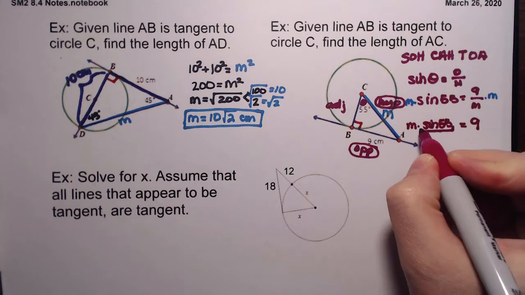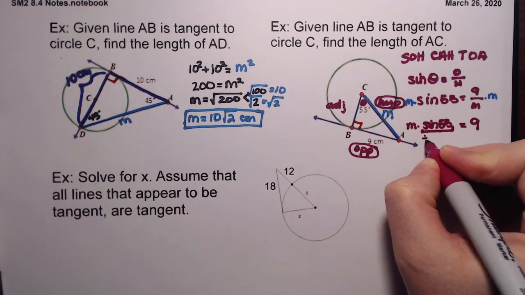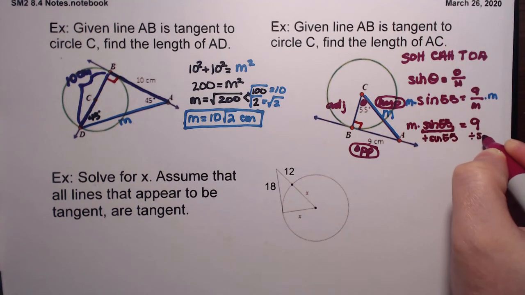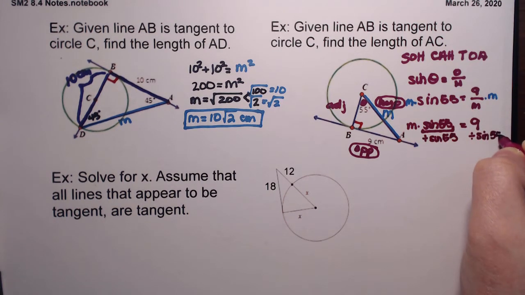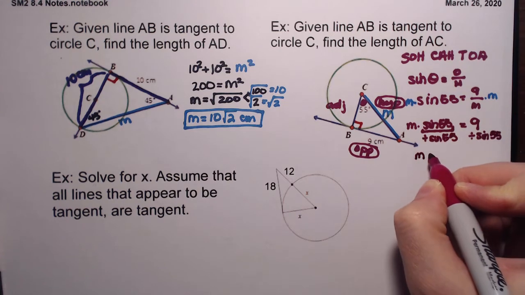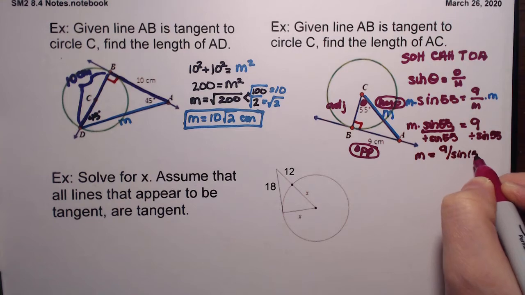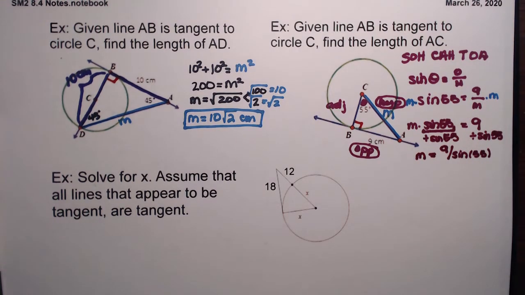So what I'm going to do is it's being multiplied. So I'm going to divide by sine of 55. So the missing side is going to be equal to 9 divided by sine of 55. And that's what we're going to type into the calculator.